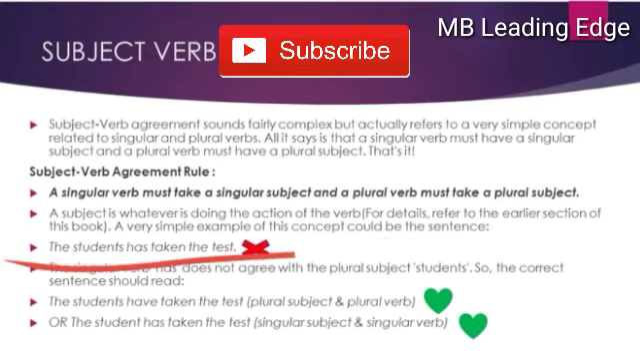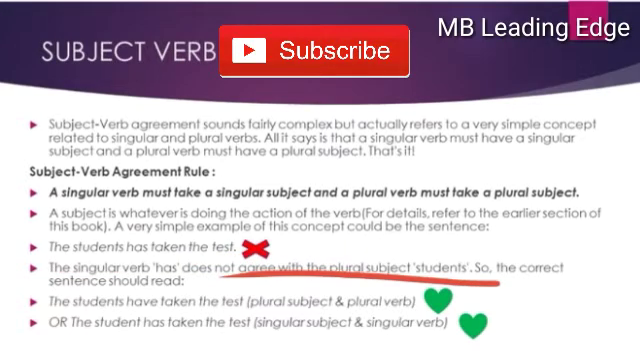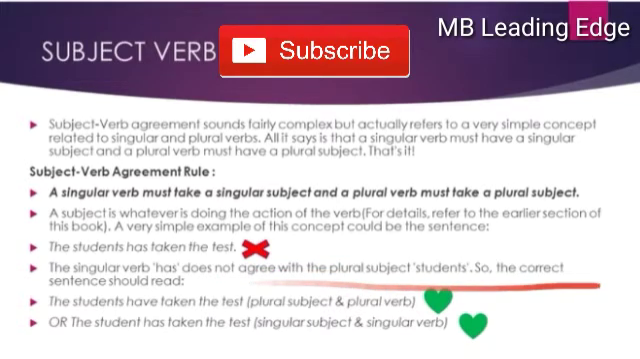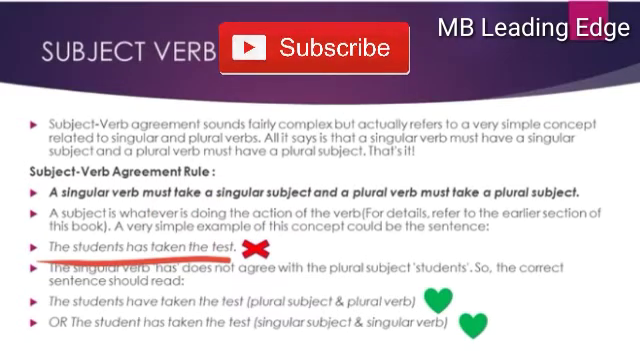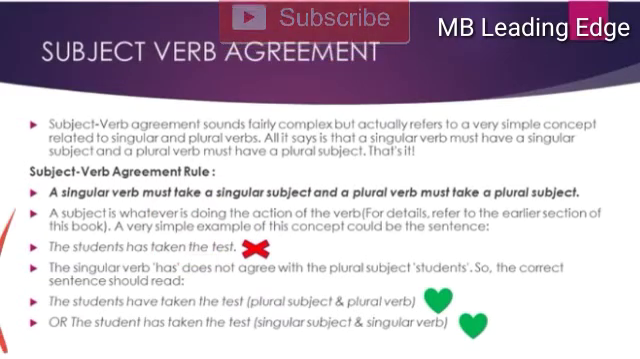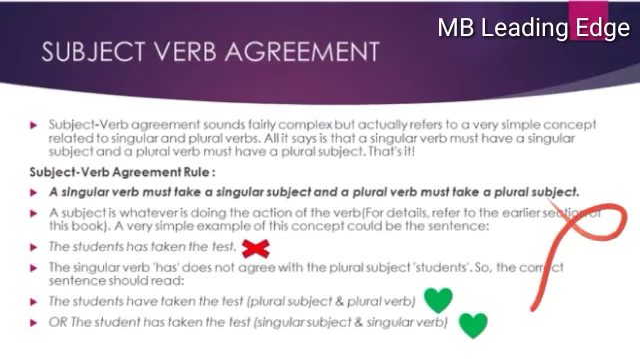The student has taken the test. Now here the singular verb has does not agree with the plural subject. The students has taken the test. So that is wrong. Because here you have students, but you cannot say has, right? Because this has is a singular verb, whereas your subject is plural, right? So it is wrong. There are two ways to correct it.